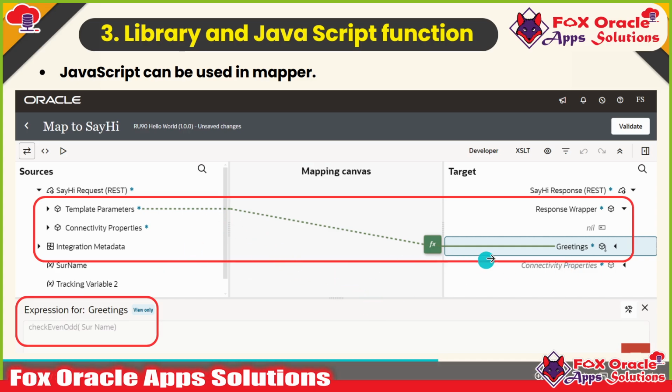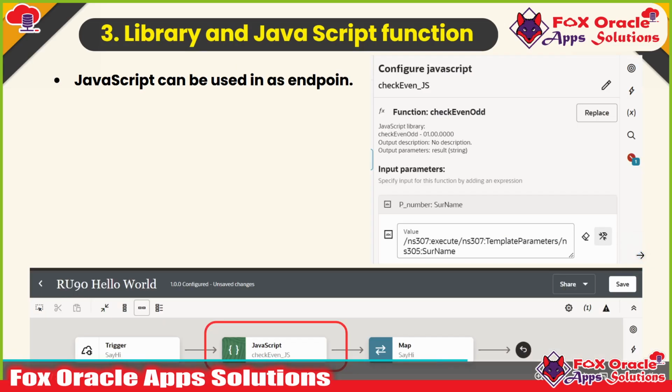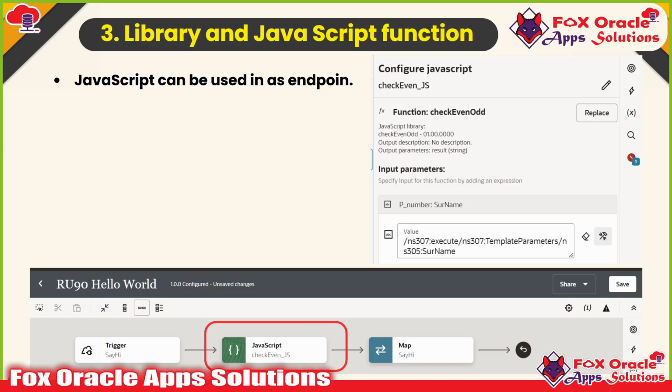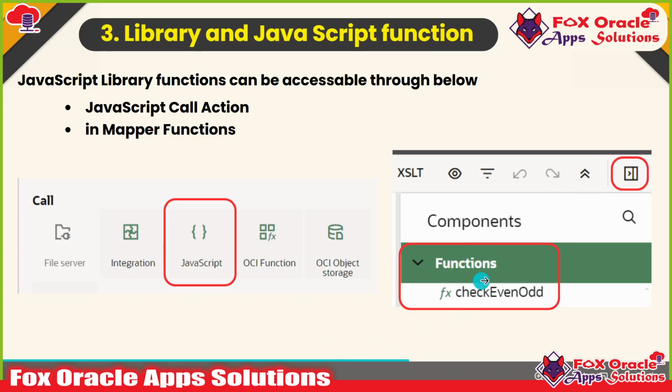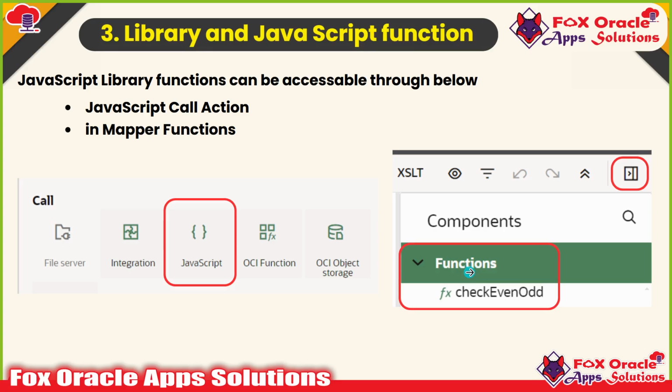Here you can see I used the JavaScript function while providing the mapping in the integration. I used the checkEvenOdd function, and this function requires one parameter. That parameter you can take from any source, or pass any hard-coded value. This function will take this value and return one value as the response, and that response will be mapped to this endpoint. We are going to learn that in our upcoming slides. So we can use JavaScript in the mapper just by using these functions.